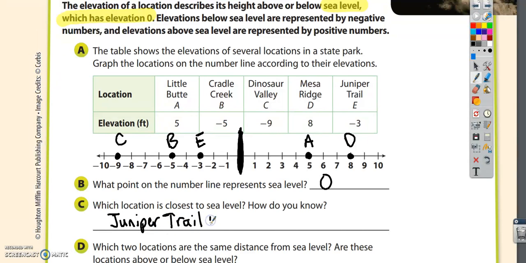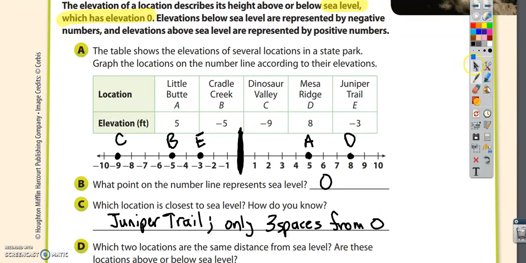And it says, how do you know? And this is kind of like when a question asks you to explain. You really have to do that. So there's 2 questions there. I answered the first one, which location is closest to sea level. Now it's, how do you know? Well, I would say something like it's only 3 spaces from 0. I would say something like that.